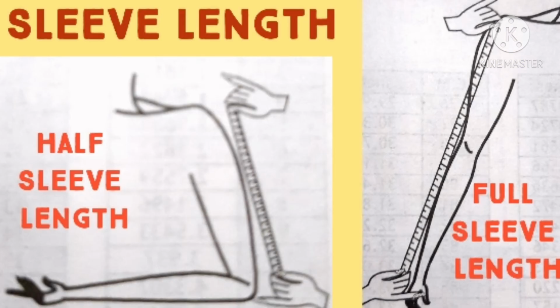Last but not the least is the sleeve length. There are various types of sleeve lengths maybe. It depends upon the person who is getting the draft or who is making the draft. But generally there are two lengths which are very important to take. One is full sleeve length. Full sleeve length is always from shoulder to the upper bone of your thumb. It is always measured in that way. And the half sleeve length is a length from shoulder to the elbow. So these two lengths we generally use.